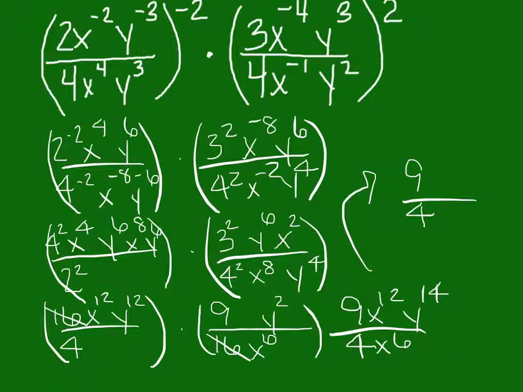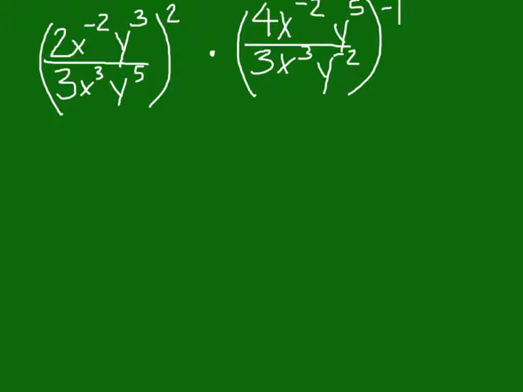There are 12 x's on top and 6 on the bottom, so that means that there are 6 more on top. And there are only y's on the top, so they stay on the top. So your answer should be 9x to the 6th, y to the 14th over 4.